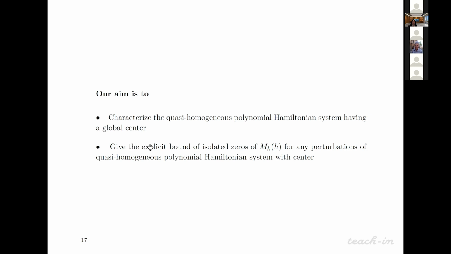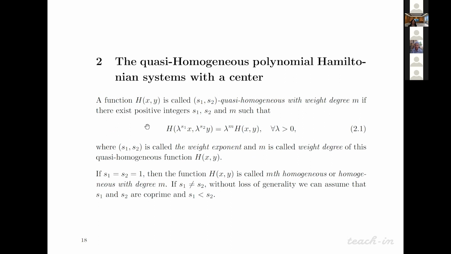And another is to give an explicit bound on the number of isolated zeros of a Melnikov function for any perturbation of a quasi-homogeneous polynomial Hamiltonian system with a center. So we first give the necessary and sufficient condition for the quasi-homogeneous polynomial Hamiltonian system to have a center.